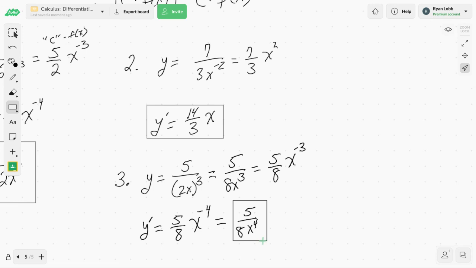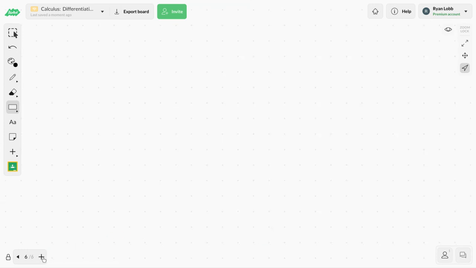So that's the constant multiple rule. Simple enough there. Next rule, and this is just what we would call the sum and difference rule.